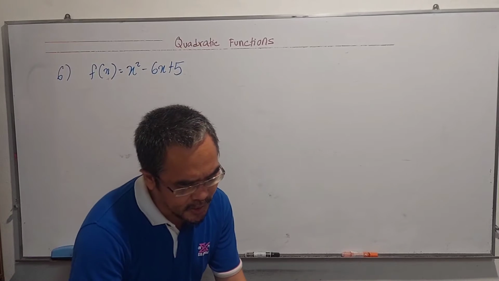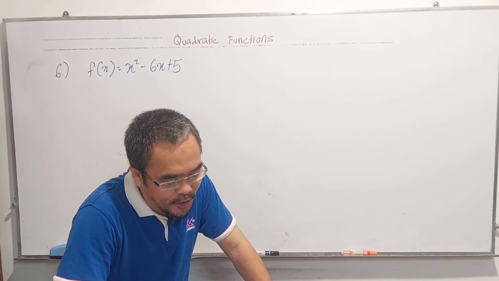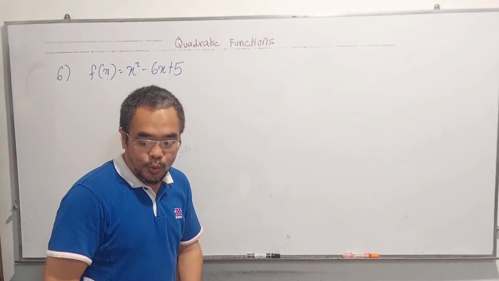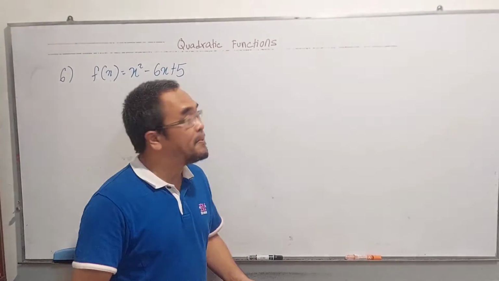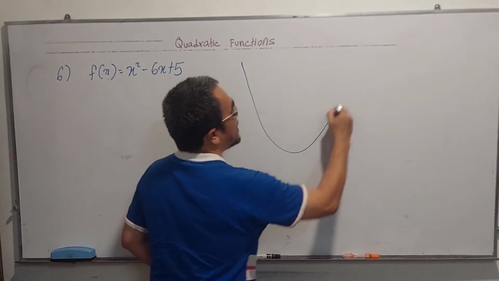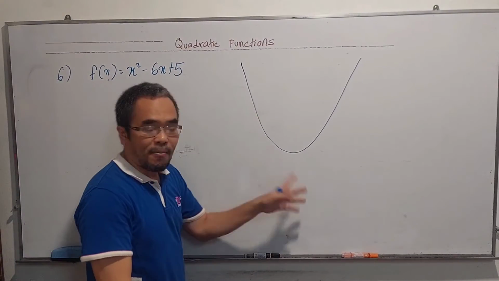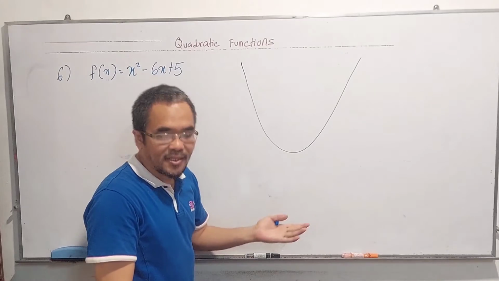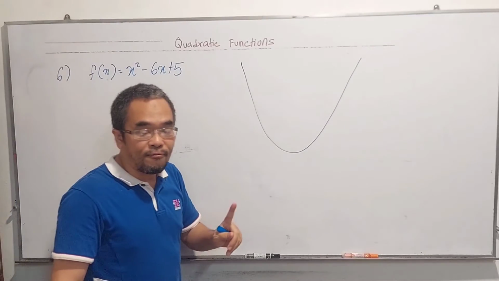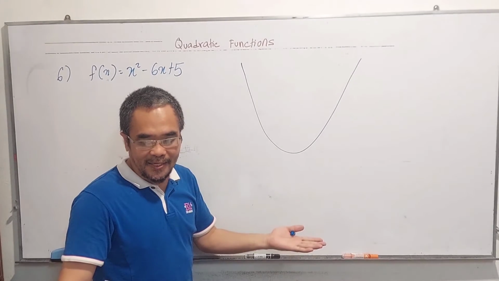So question number 6. Determine the coordinates of the minimum point from the graph of the quadratic function f(x) equals x squared minus 6x plus 5. They want you to state what is the coordinate of the minimum. Why do they say coordinate of the minimum? Because the graph will be something like this. Okay? How do I know the shape of the graph will be a smiley face? It is because the value of a is 1. Whenever the value of a is positive, the shape will always be smiley.